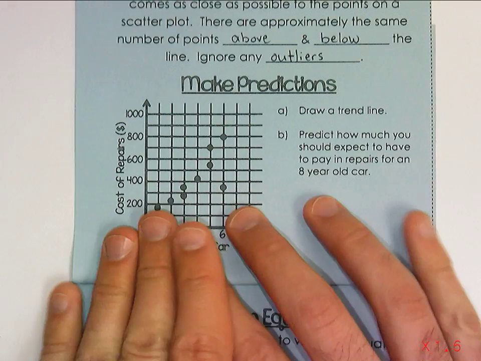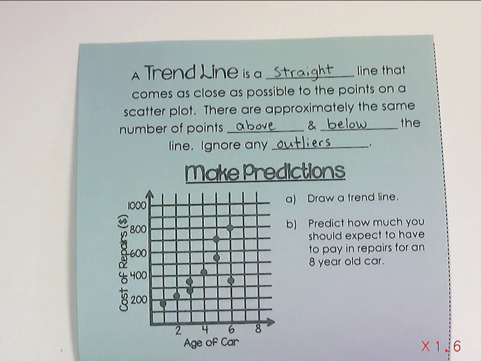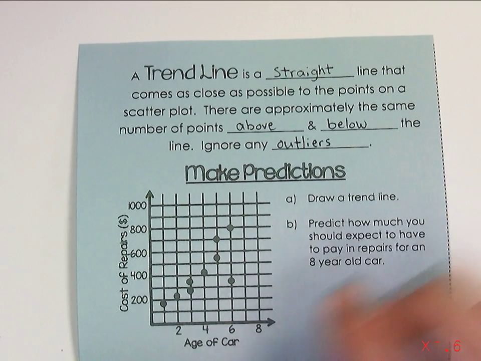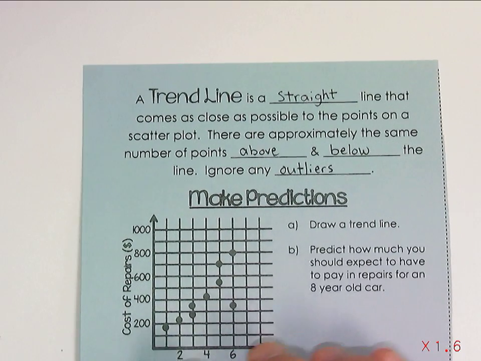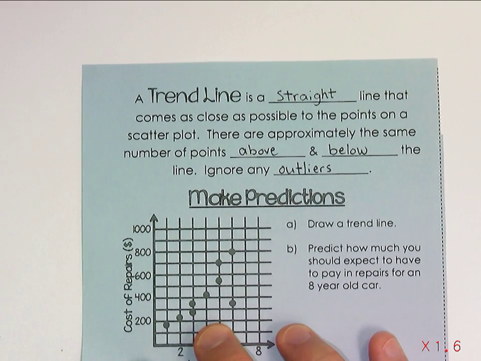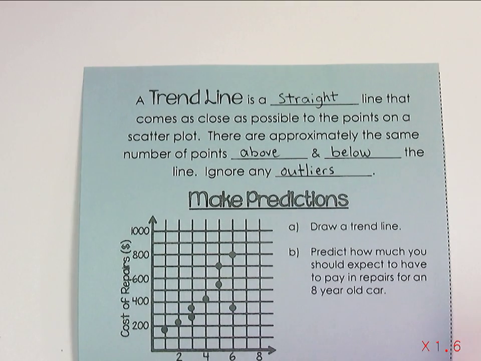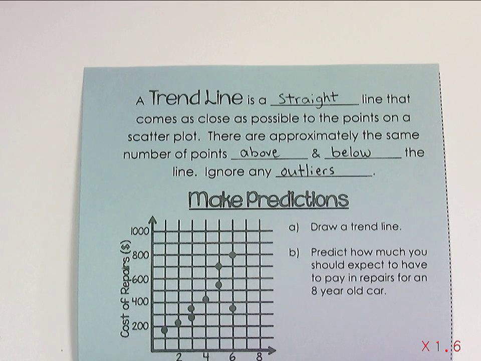So last but not least then, we're going to go ahead and draw a trend line. And what it says here is a trend line is a straight line that comes as close as possible to the points on a scatter plot. There are approximately the same number of points above and below the line, and ignore any outliers. So in this case, when I'm drawing my line, I'm going to try and get through as many points as I possibly can.